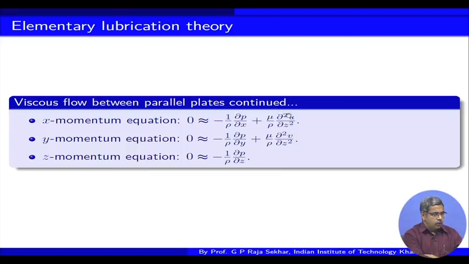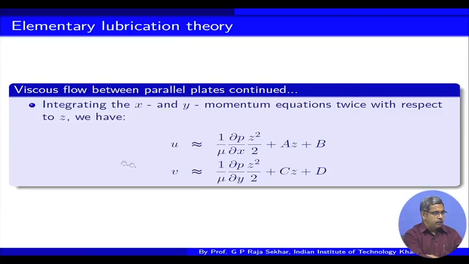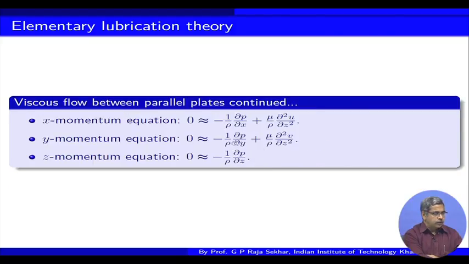Since we have z derivatives here, and the fact is dP dz is 0, we can integrate this 2 times with respect to z, because the pressure is independent of z. So, we can integrate each of these equations 2 times with respect to z and get the following solution. Each of the velocity components involves 2 arbitrary coefficients. We could do this because of the lubrication approximation.